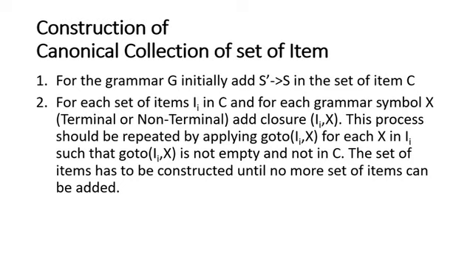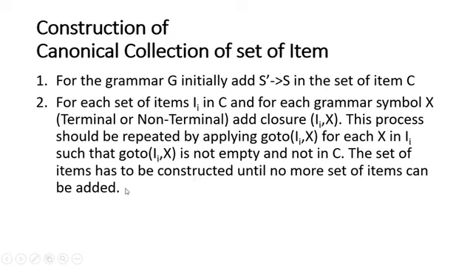So that is your goto operation. Now how do we construct the canonical set of items? We require both things: a closure and a goto. For each grammar, initially add the augmented grammar in C. Now for each item I1 in C and for each grammar symbol X, it can be a terminal or non-terminal, add closure of I1. This process should be repeated by applying goto of I1, X for each X such that the goto is not empty and not in C. The set of items has to be constructed until no more sets of items can be added.